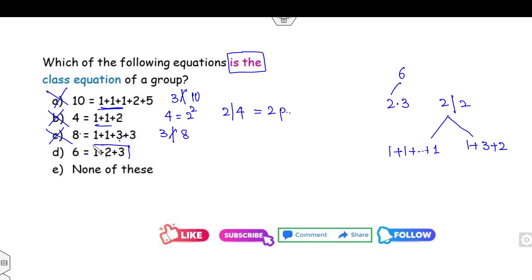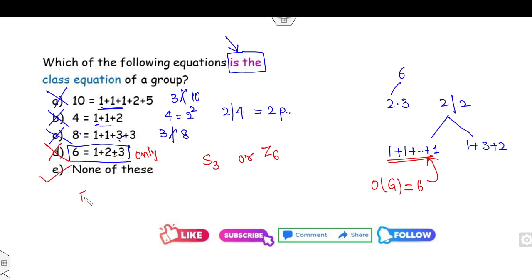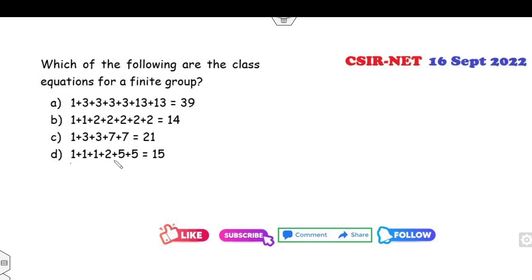If you think that this option is the right option, then you are wrong, because they are not talking about which group it is. If I talk about a cyclic group of order 6, then your group will be 6. But they're not talking about which one is the group, either S3 or Z6. They're not talking about that. So this is not only the 6th class equation; the other is also possible. So that's why this is cancelled. So the right option is none of these. So that's why, since it is written as "cannot", the fourth option is the right option. Which of the following equations are the class equations?